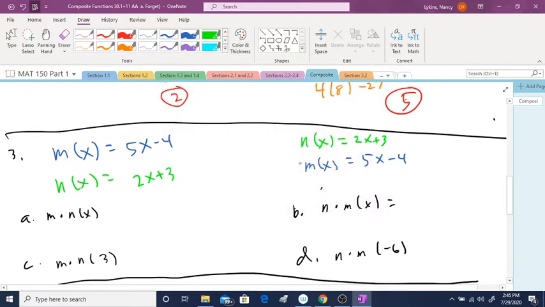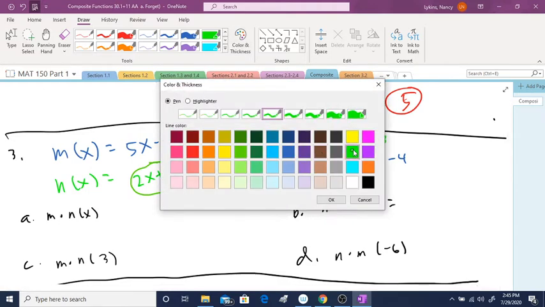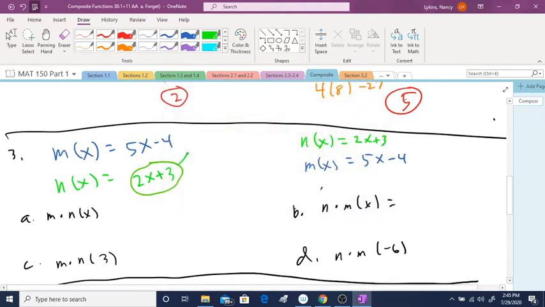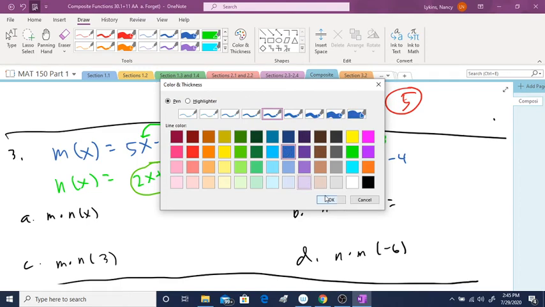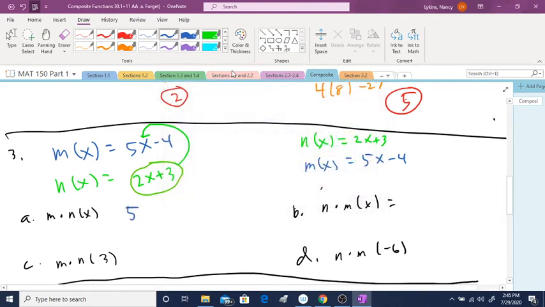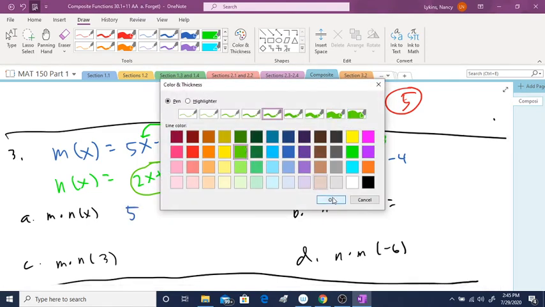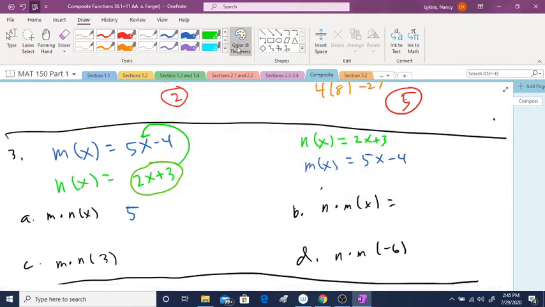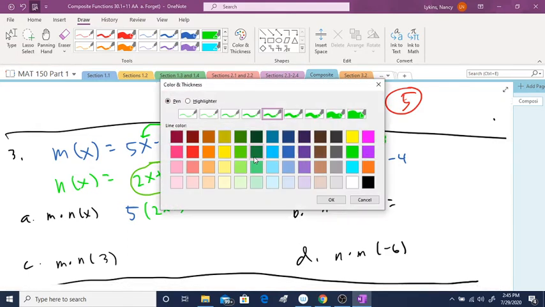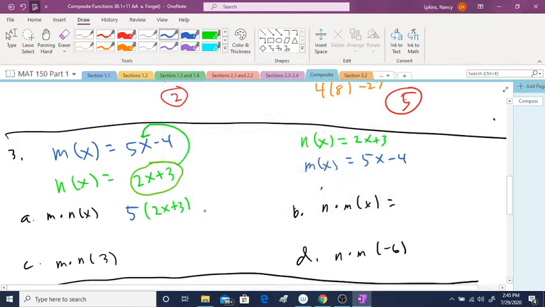So in part A, my m is my main one, so I'm going to substitute this 2x plus 3 back into that x. So basically I have the 5, then in parentheses I'm putting the 2x plus 3, but then I still have that minus 4.